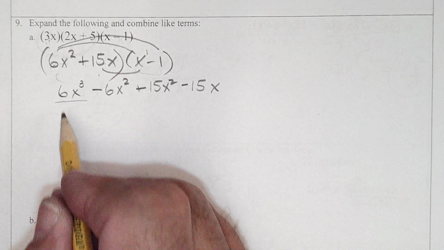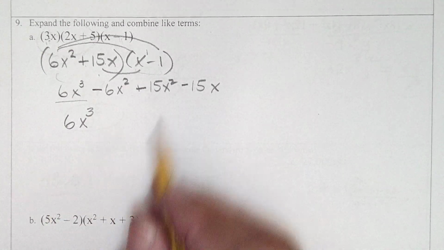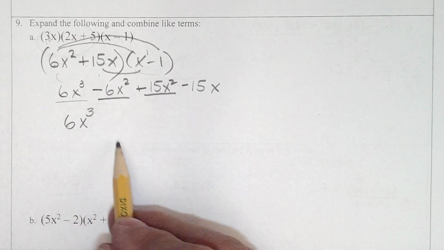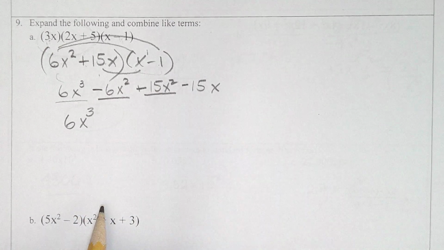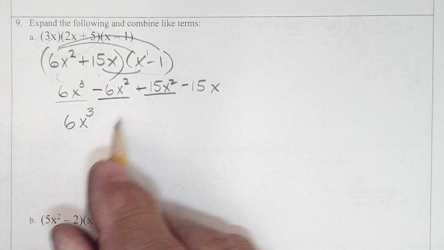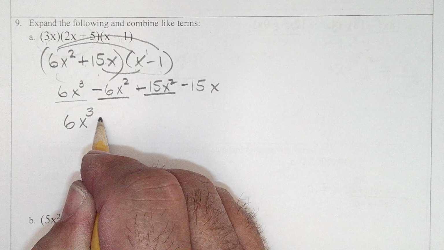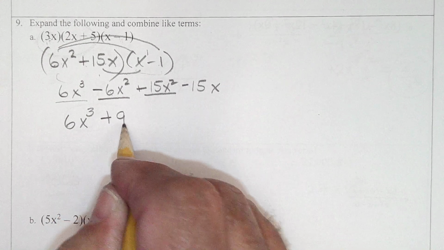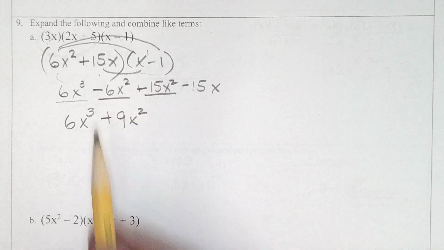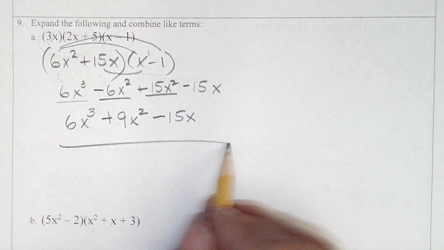This is the only x cubed. That's my highest power, so I'll start with it. I got some x squareds here and some here. I got minus 6 of them plus 15 of them. The powers don't change when you're adding, only when you multiply. So we got minus 6 plus 15, which is plus 9x squareds. 15 minus 6 is 9. Minus 15x.